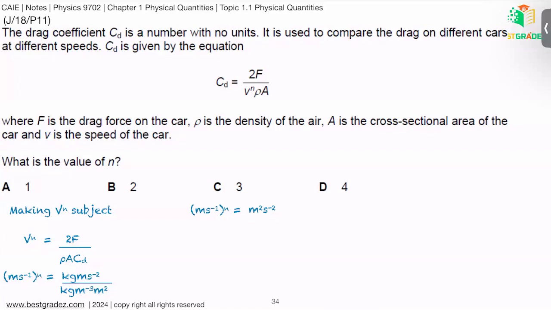Now I cannot move further than this, but what I know for sure is that if you look at any equation in physics, left and right should be equal. The question is, what should be the value of n to make it equal to the right side? n has to be 2.